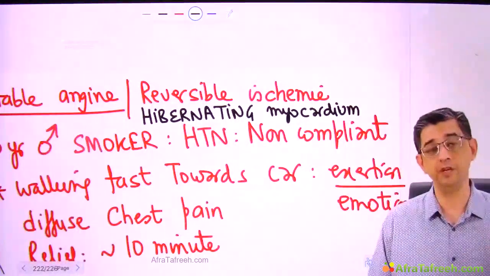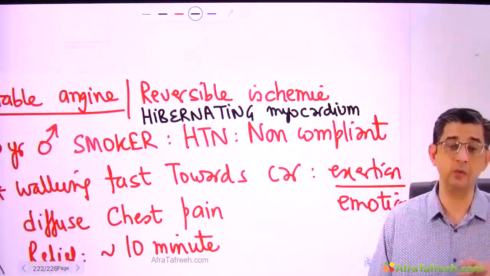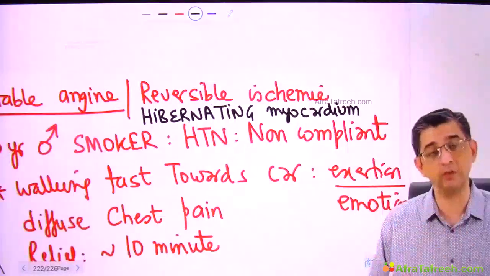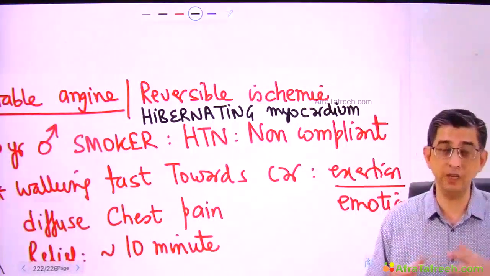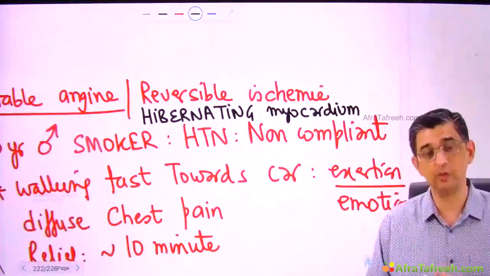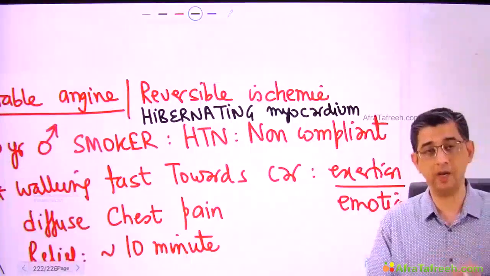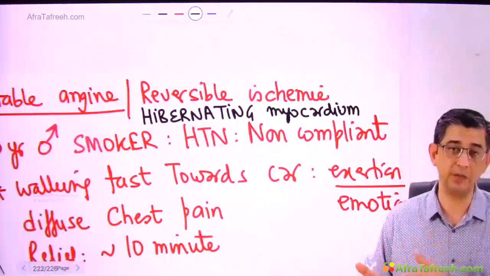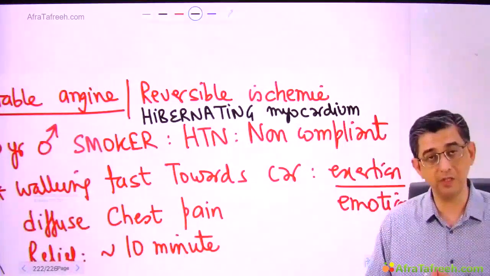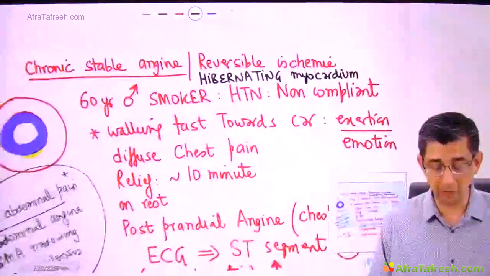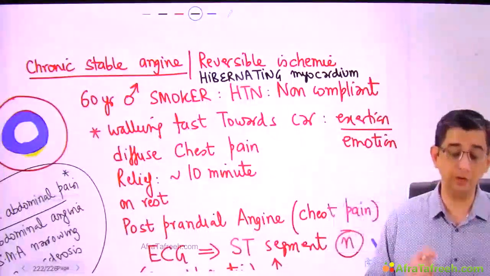A few moments earlier, I taught you the term regional hypokinesia, because there was a shortage of oxygen supply, a shortage of food, a shortage of nutrition. So the heart is trying to conserve energy by limiting the amount of contractility that it is doing. Similarly, I can draw parallels with a polar bear. The polar bear in the winter season is trying to cut down on energy expenditure by reducing his physical activity. So hibernating myocardium is an alternative terminology for chronic stable angina.